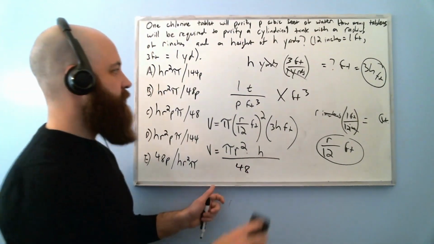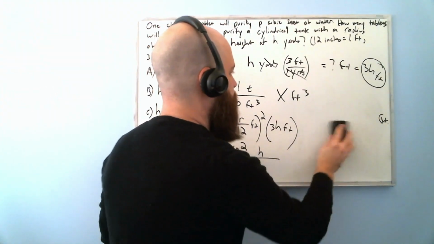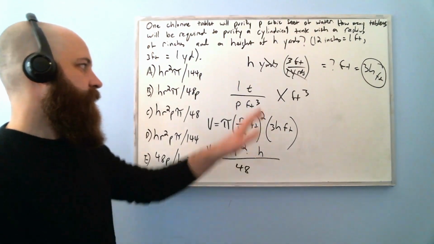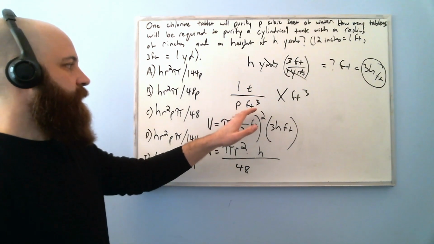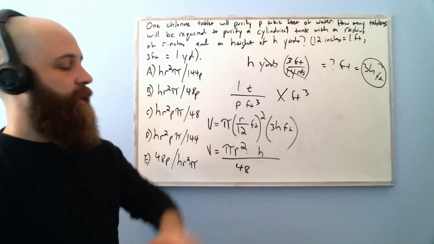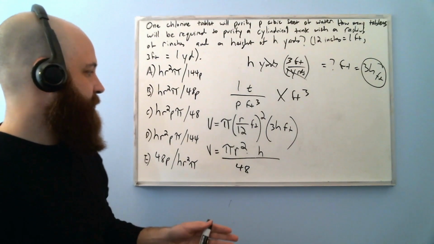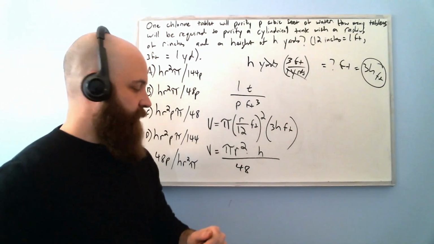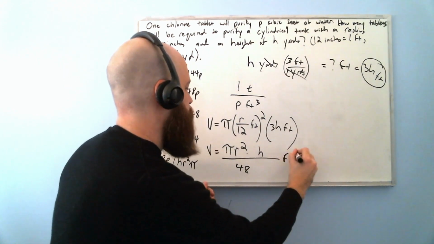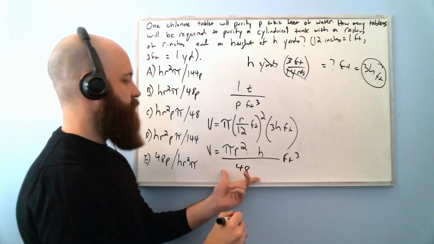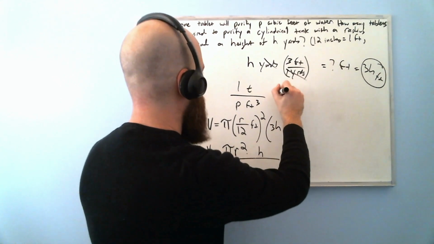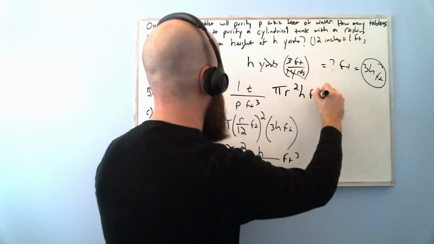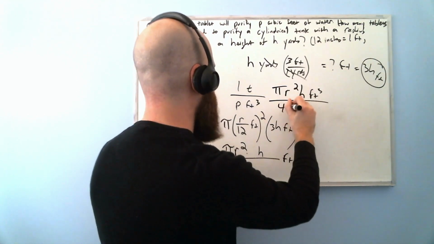Now, remember at the beginning we said what we're looking for is the number of chlorine tablets we need to purify a certain amount of water. We know 1 tablet will purify p feet cubed. So if I multiply by the number of feet cubed in the tank, that'll give me the number of tablets I need. Okay, and we found that here. This was the volume of the tank in feet cubed. So I'll copy that up here, times pi r squared h feet cubed over 48.